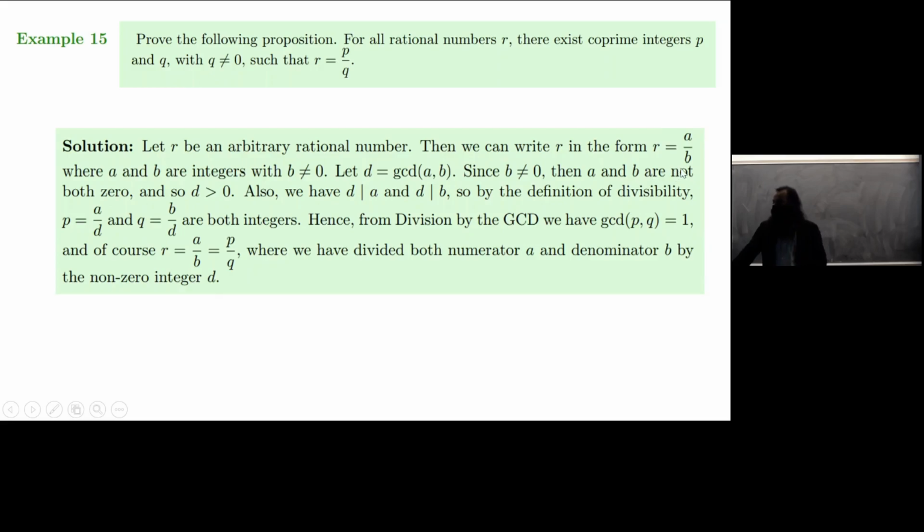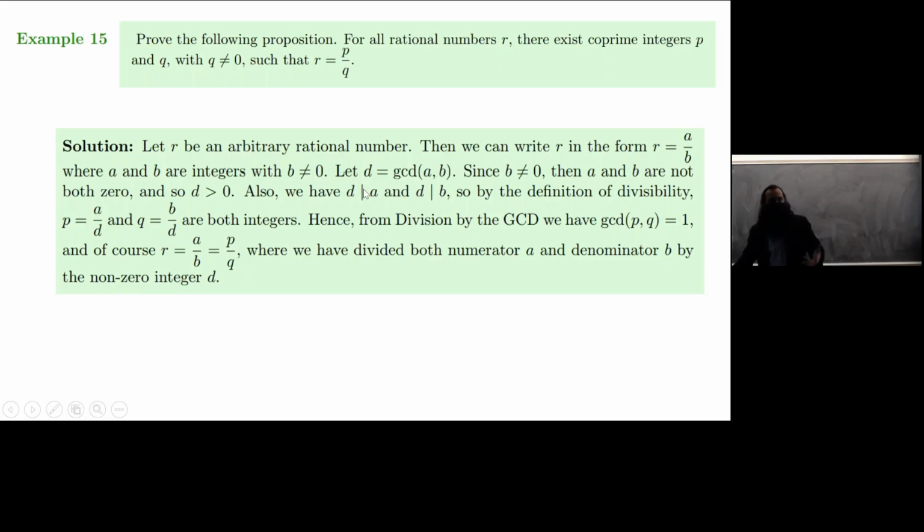B has to not be 0. That's the definition of a rational number. Then A and B are not both 0. And so D has to be bigger than 0. Well, D has to be bigger than 0 because it's the GCD. The only time the GCD is equal to 0 is if you have GCD of 0 and 0. So if A and B are not both 0, then you're going to have a positive GCD because it's the absolute value. So we have D divides A and D divides B because it's the GCD.